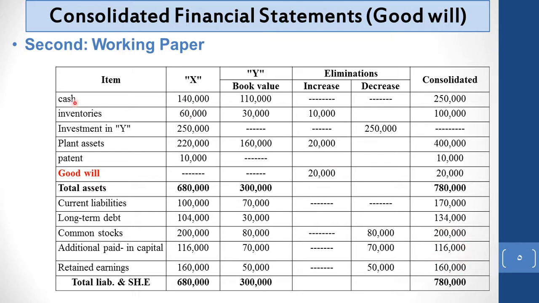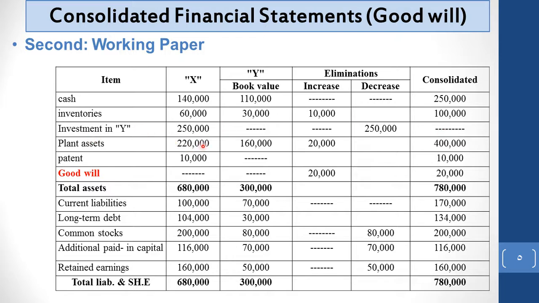So cash 140 and 110 equal 250. Inventory 60 plus 30 plus 10. 10 is the difference between the book value of inventory and the fair value. It's an increase, so the total consolidated will be equal to 100. Investment in Y will be eliminated, so place 250 in the decrease side, and it will be equal to 0 because we have made an elimination entry for investment in Y.